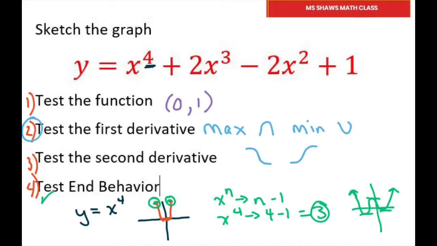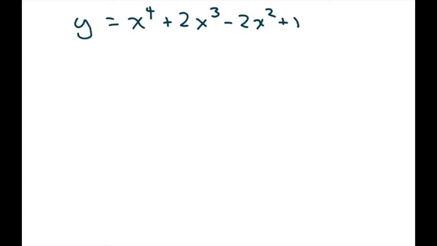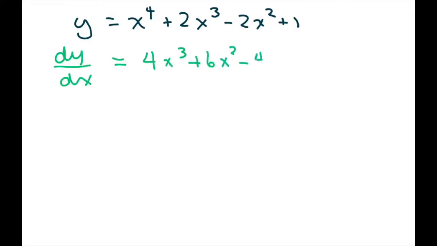All right, so the main thing we're going to work on now is test the first and second derivative. So I should have wrote this out. So let me write it out again. So y equals x to the 4th plus 2x cubed minus 2x squared plus 1. Now let's take the derivative of y with respect to x. And we get 4x cubed plus 6x squared minus 4x.